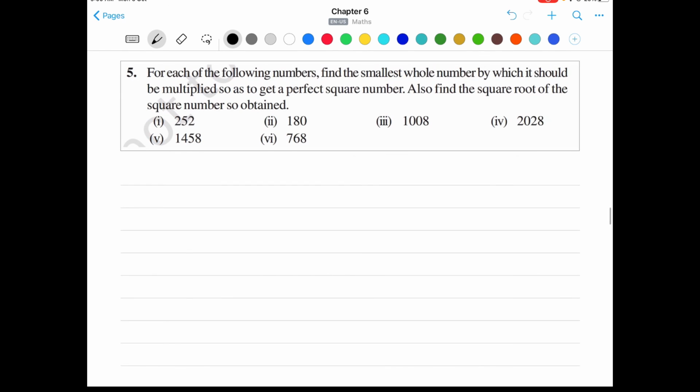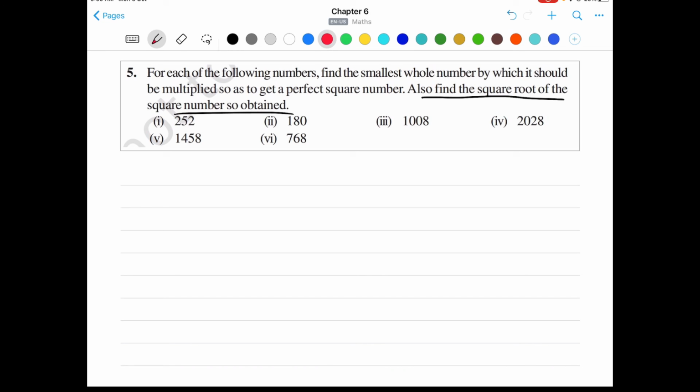We have question number 5, which is: for each of the following numbers, find the smallest whole number by which it should be multiplied so as to get a perfect square number. First you have to find the prime factors of the number. In the prime factors, you will not get a pair for one or more prime numbers. We have to multiply by those numbers to make it a perfect square, and we also have to find the square root of the numbers obtained. Let's write the answer.